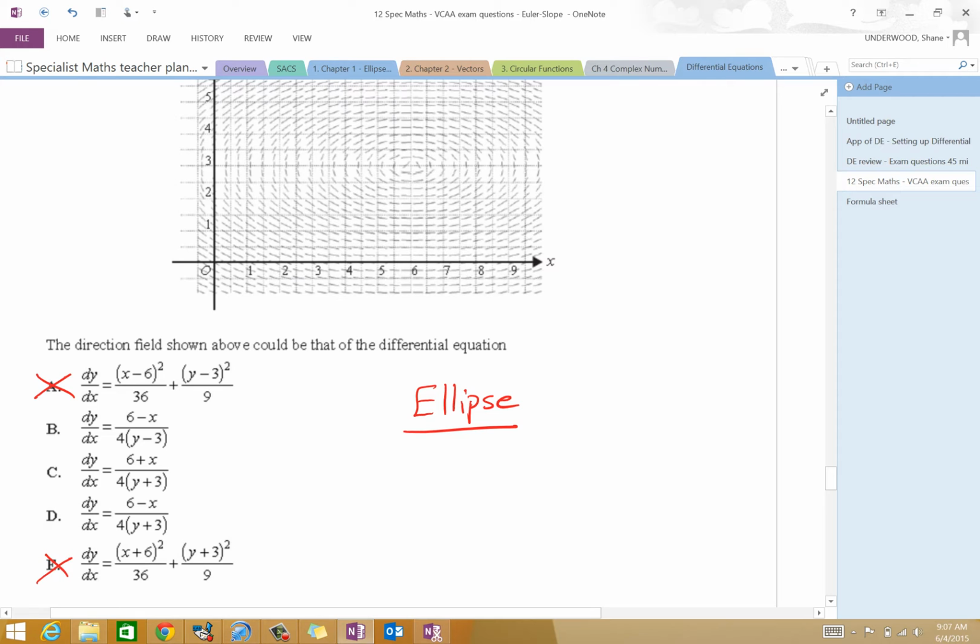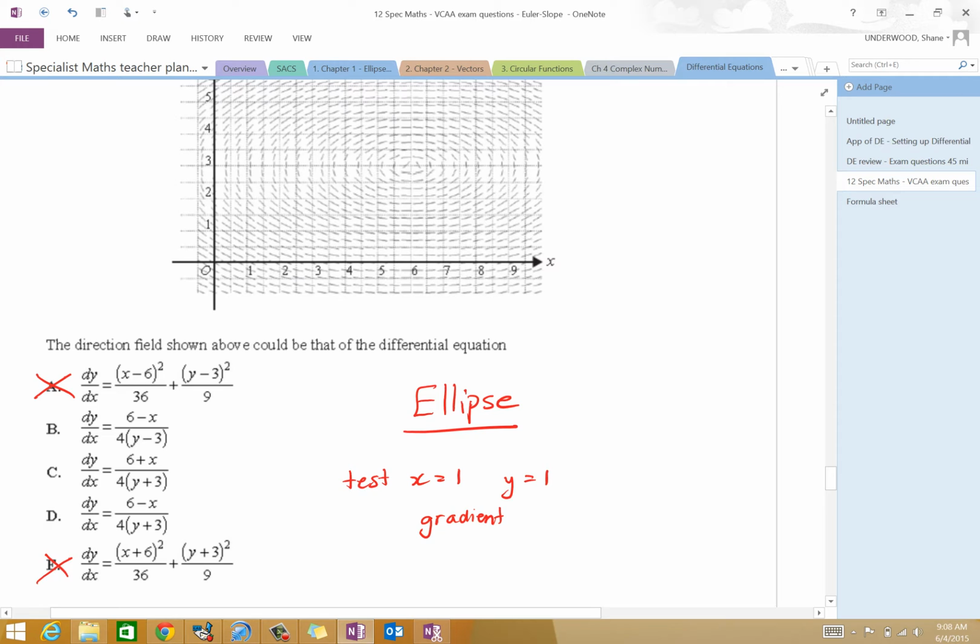So we know the answer is B, C, or D. I'm going to do a little test here. When x equals 1, y equals 1, shouldn't the gradient be, the gradient is what? It's negative. So I'm going to test that out on here. X equals 1, that's 5.